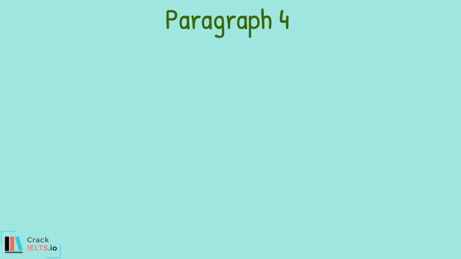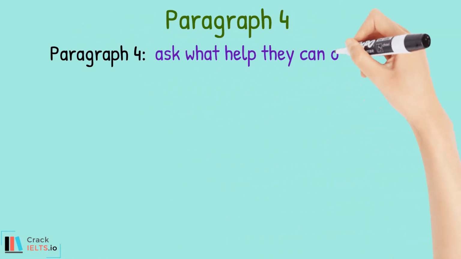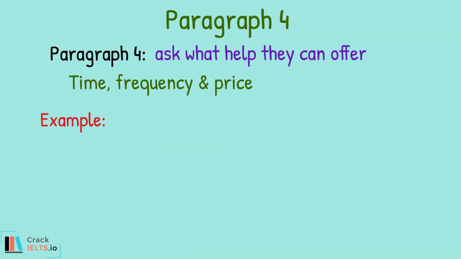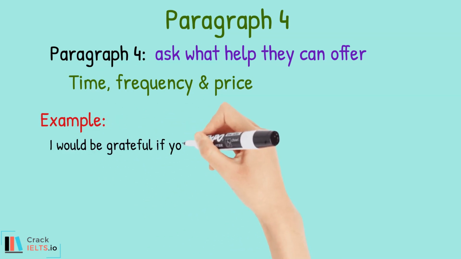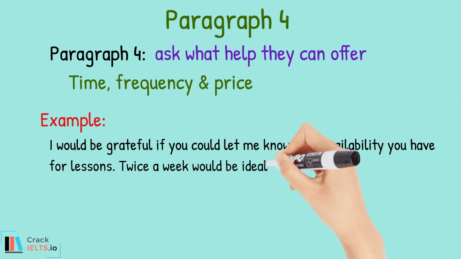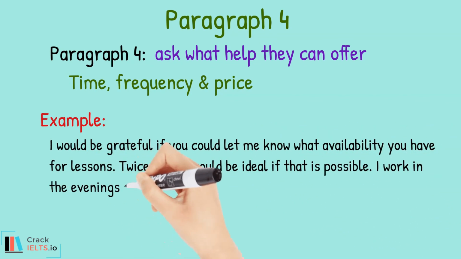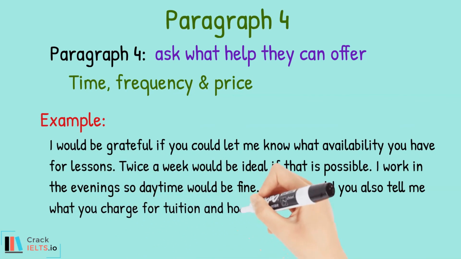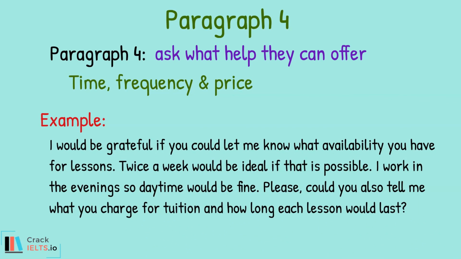Next is paragraph 4. Paragraph 4 addresses the third bullet point, that is ask what help they can offer. Here we already noted down ideas such as time, frequency and price. And we could write paragraph 4 as, I would be grateful if you could let me know what availability you have for lessons. Twice a week would be ideal if that is possible. I work in the evening, so daytime would be fine. Please could you also tell me what you charge for tuition and how long each lesson would last.